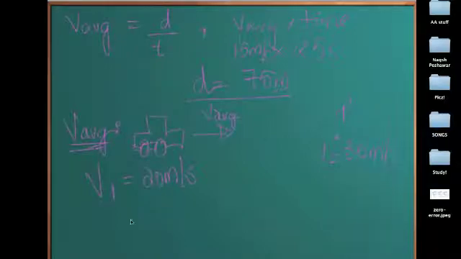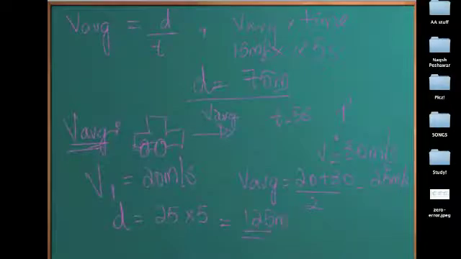So if I have to find out the displacement or use any of these formulas, which is actually the same, I'll have to find the average of the two first. 20 plus 30 gives me 50, divided by 2, which is 25 meters per second. Now I can use it as 25 times 5 if the time is given as 5 seconds here. This would give me 125 meters.